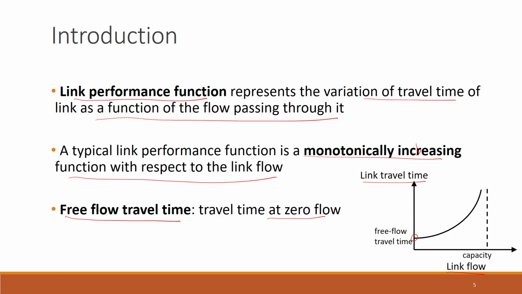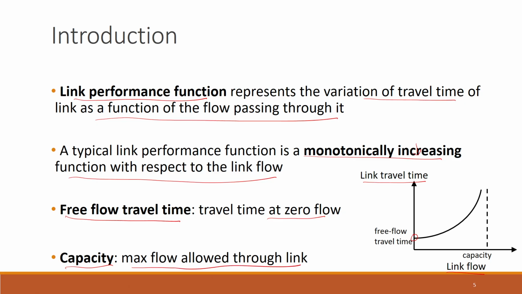Physically, it means that if the road is empty, how much time will it take for a vehicle to travel, given that the vehicle is traveling with the speed limit that is set for that road. Then there is another concept of capacity. It is the maximum flow which is allowed through a link. Here you can see the limit of the maximum flow that is allowed through this link. So this is the capacity.